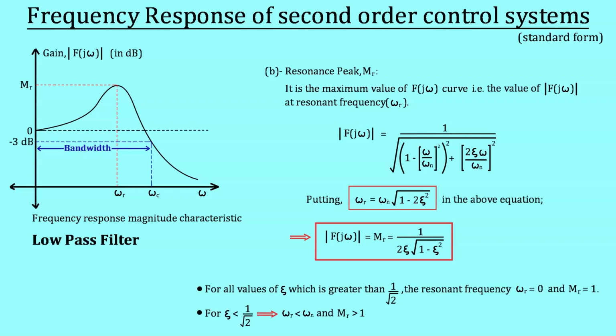For all values of zeta which is greater than 1 by root 2, the resonant frequency will be assumed to be equal to 0 and the resonance peak to be equal to 1. And when the zeta is smaller than 1 by root 2, the resonant frequency will come out to be smaller than natural frequency and the resonance peak will be greater than 1.